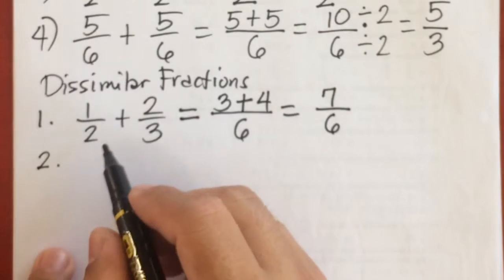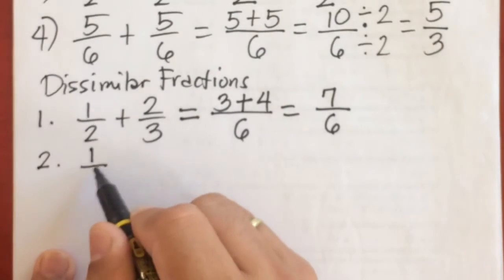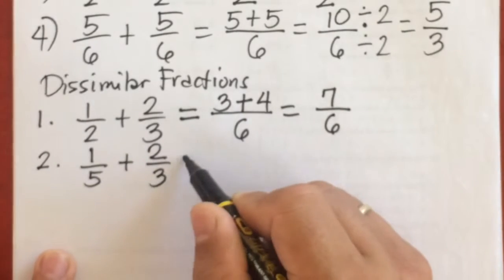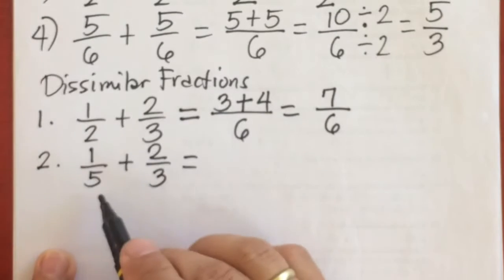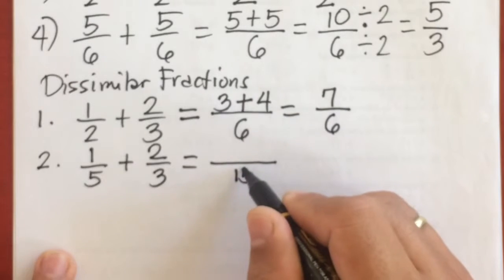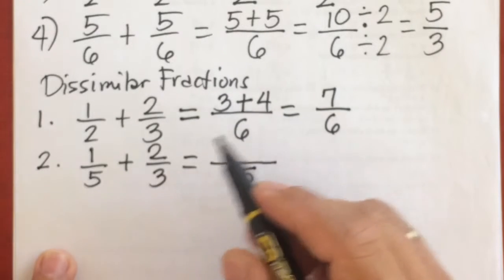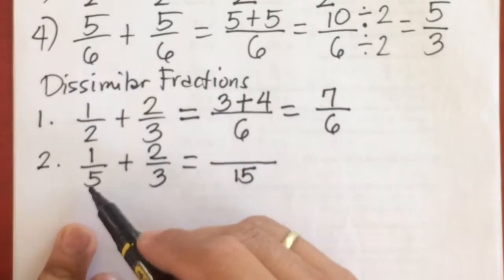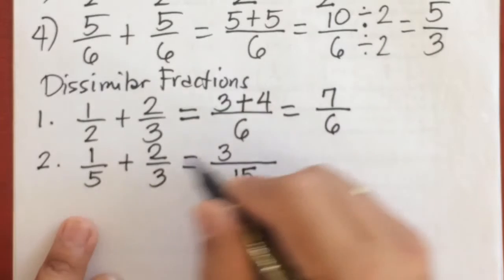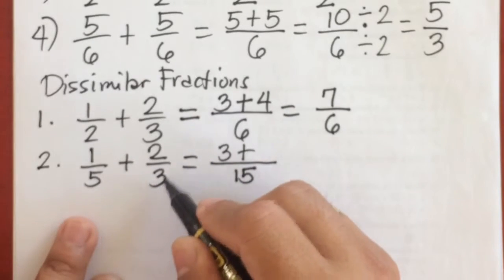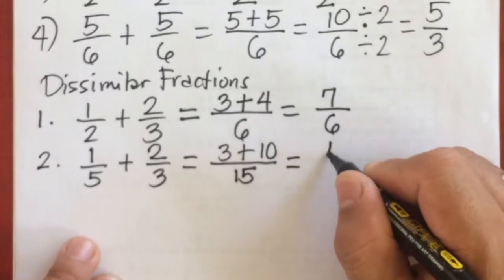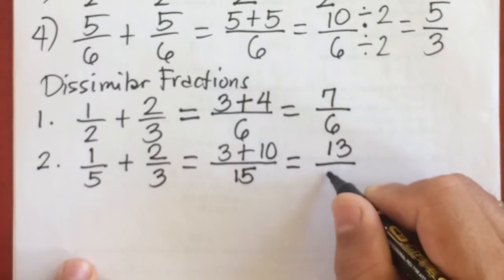Another example, 1/5 plus 2/3. So LCD here, 5 and 3, the LCD is 15. This is the number that can be divided by both 5 and 3. So 15 divided by 5 is 3 times 1, that will be 3. Then plus 15 divided by 3 is 5 times 2 is 10. So 3 plus 10, 13 over 15.